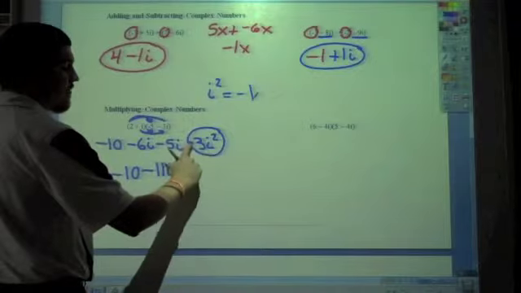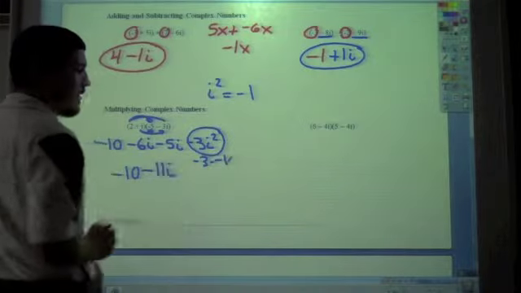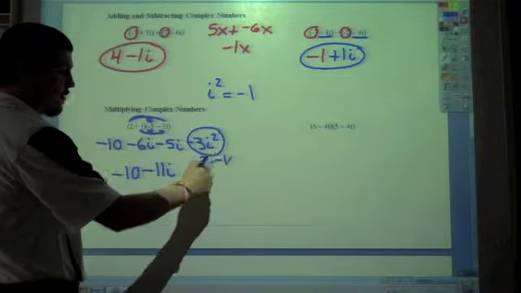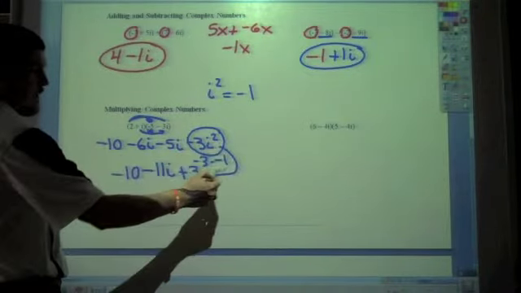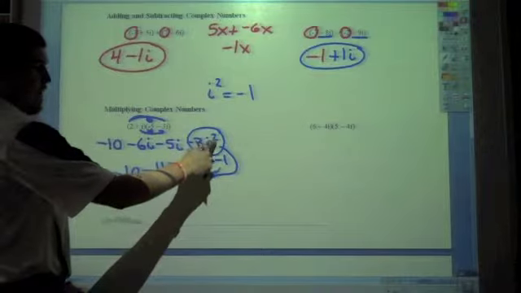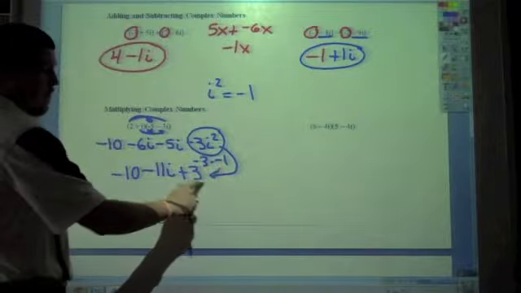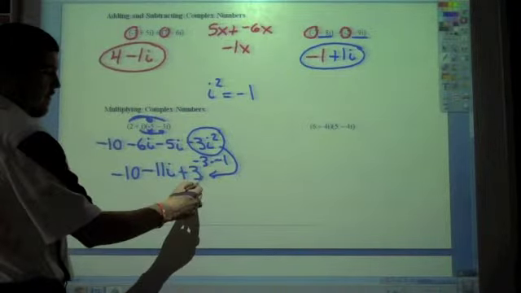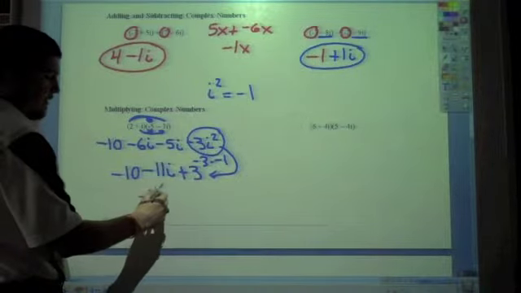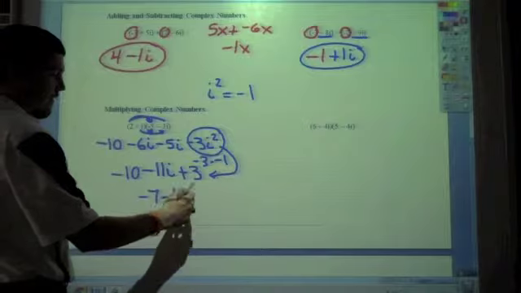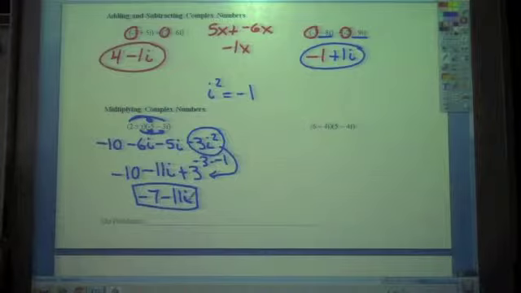So instead of having negative 3i squared, what we have is negative 3 times negative 1. Negative 3 times negative 1 is the same thing as plus 3. So what I did here to get to here was I took negative 3i squared, I turned that into negative 3 times negative 1, which turns into plus 3. Now, if you notice, we have like terms again. I have negative 10 and positive 3, so that makes negative 7 minus 11i. Again, you cannot combine those because they're not like terms, so that's going to be your final answer there.